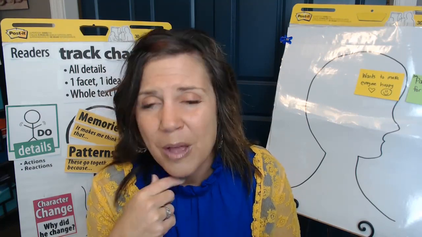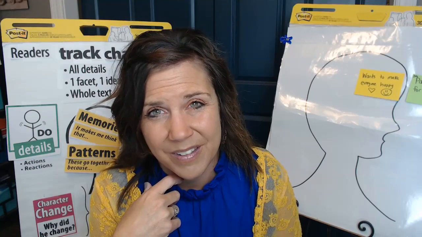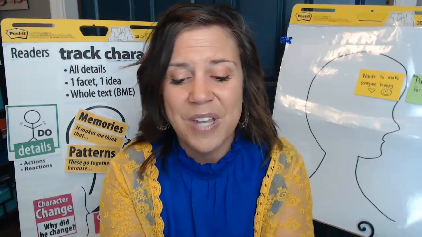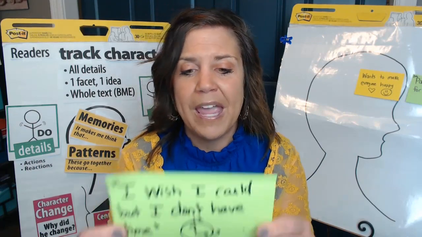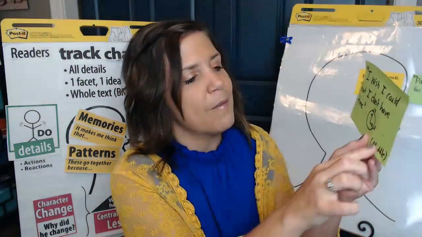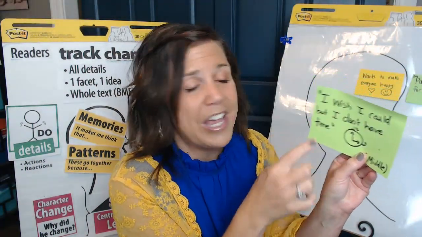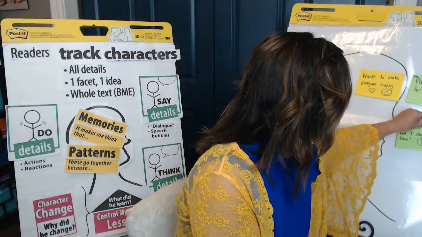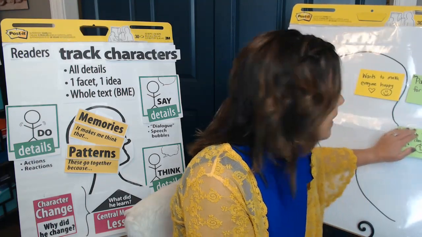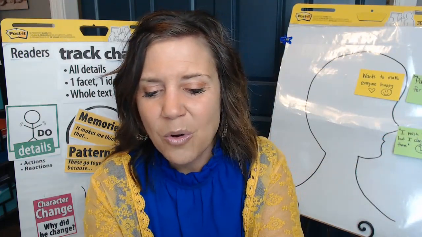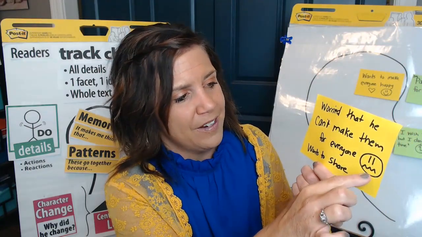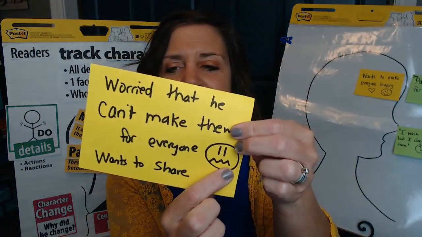And then towards the middle, one of his details that he actually said, his words, he says, I wish I could, but I don't have time. Remember when he had to do his homework and feed Goldie, and he just didn't have time or enough paint to make everyone, right? So that was sort of the middle of the story. He says, I wish I could, but I don't have time. So when he says that, it makes me think, he's starting to worry that he can't make them for everyone. And so I have a little worried face there.